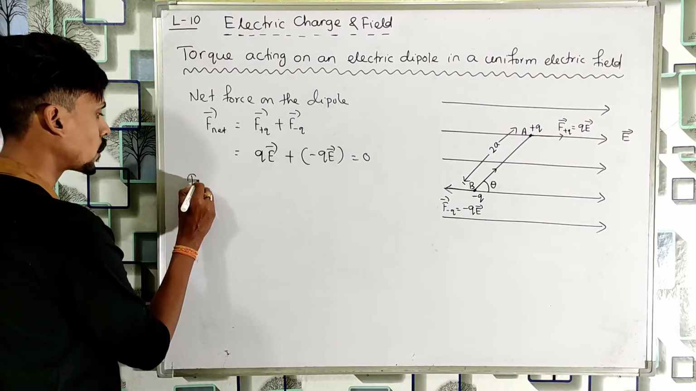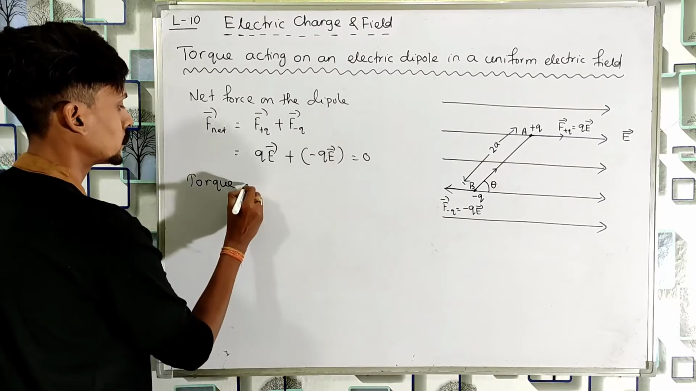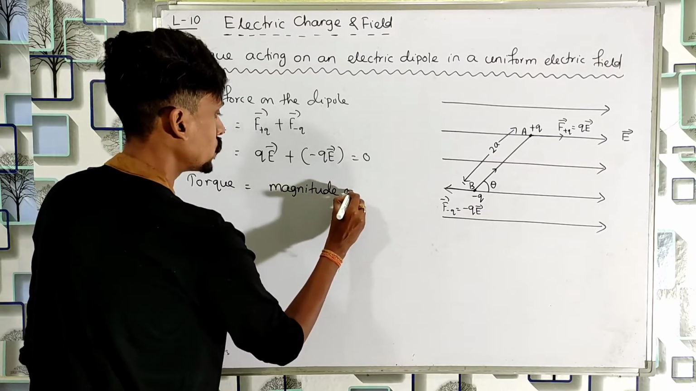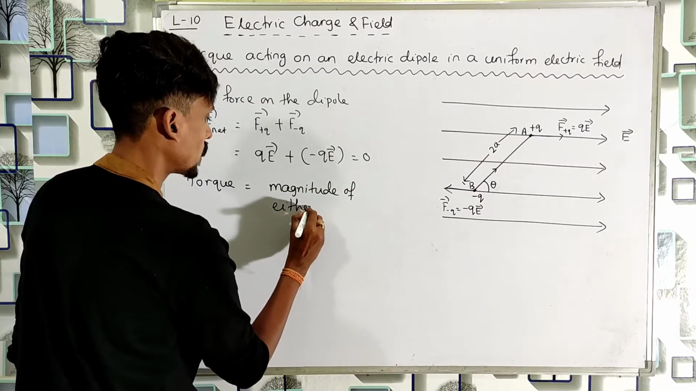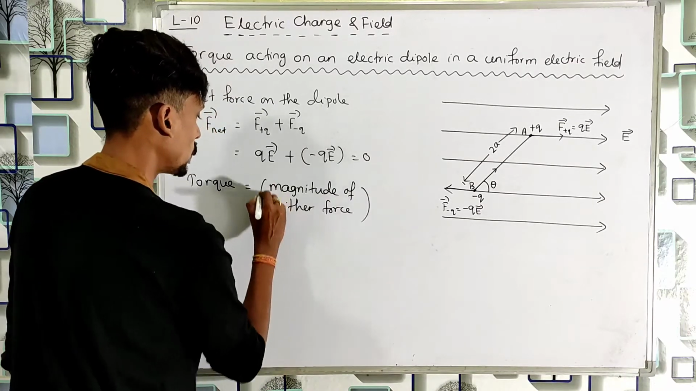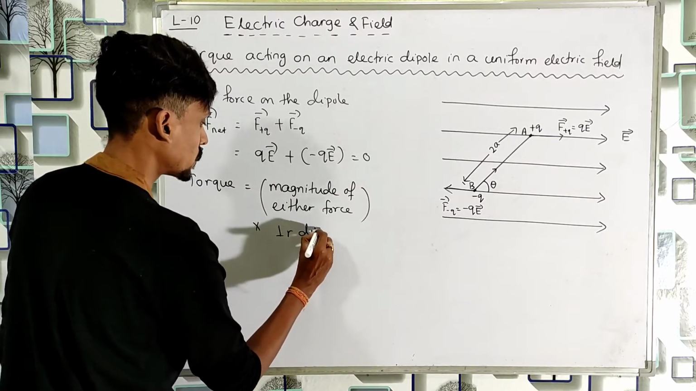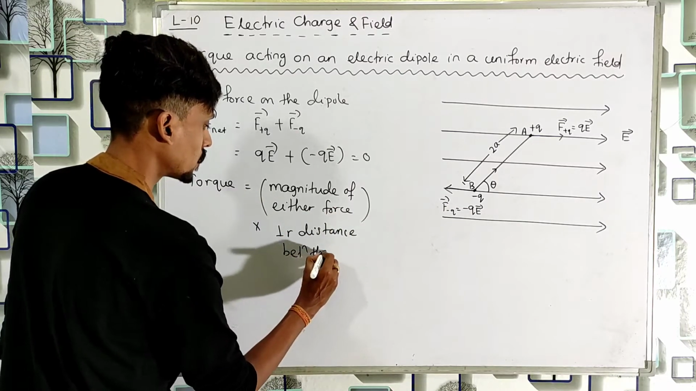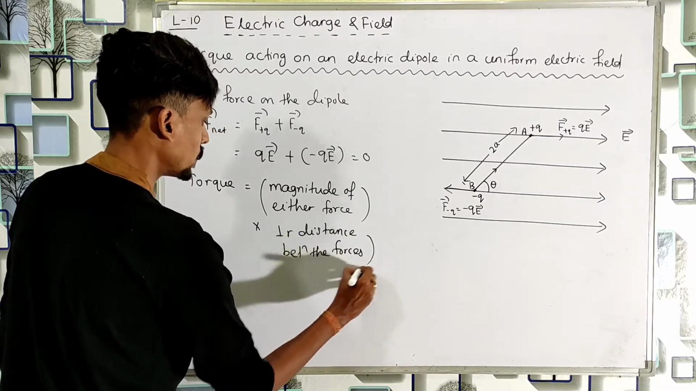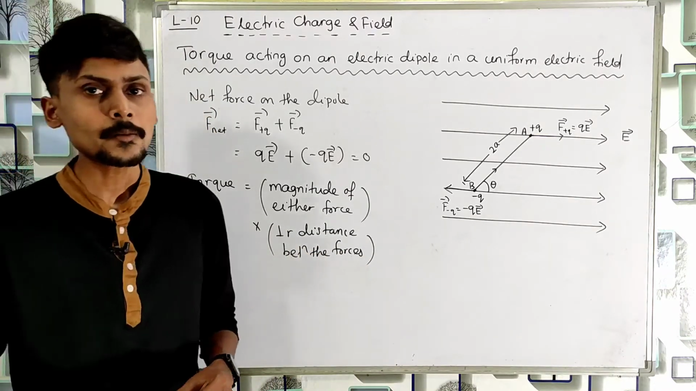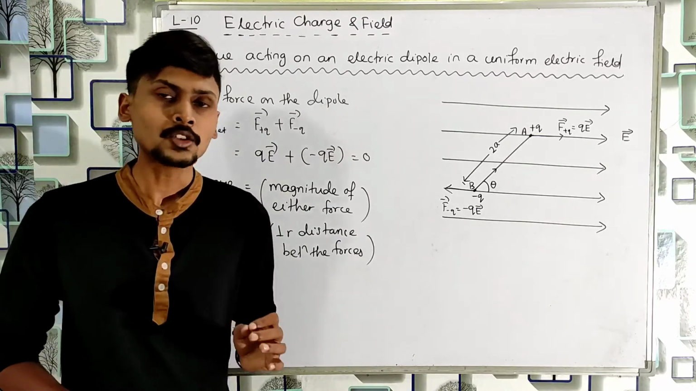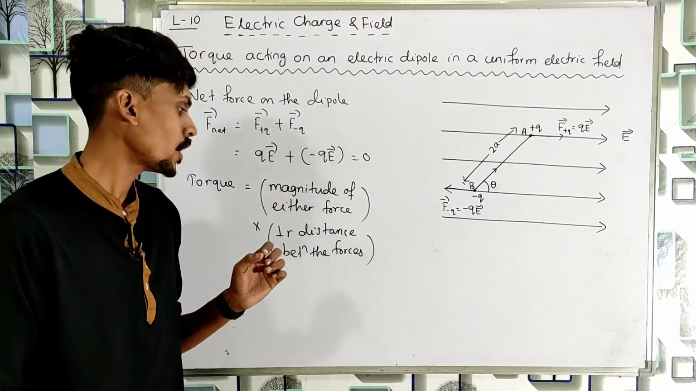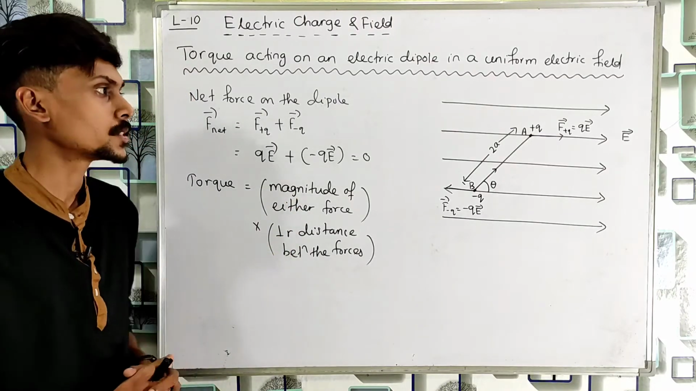The formula for the torque is the magnitude of either force into the perpendicular distance between the forces. So this is the formula to calculate the magnitude of the torque. Torque is equal to the magnitude of either force into the perpendicular distance between the two forces.